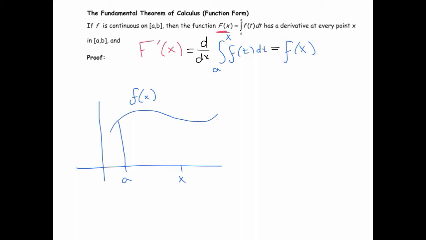Now this is a very interesting idea because it's connecting two ideas. Remember, we saw the integral and we defined the definite integral in terms of area, finding the area under curves. So here I'm making a connection between finding areas under curves and the derivative.